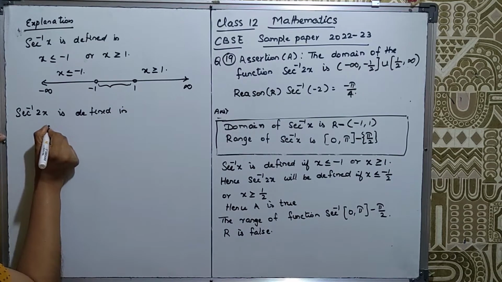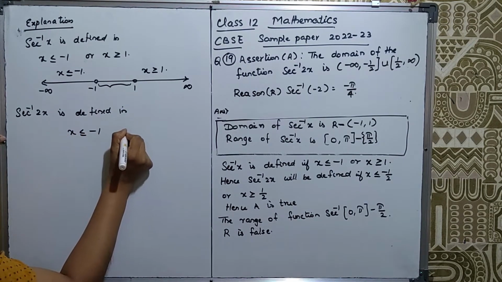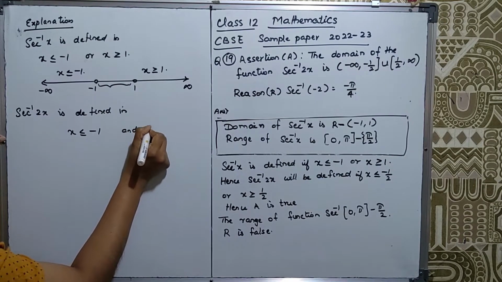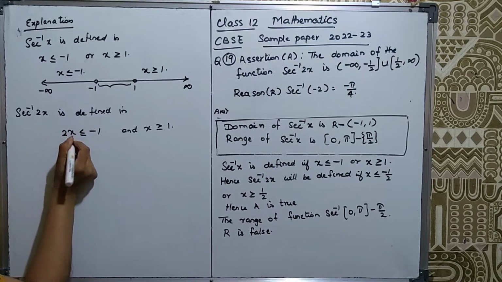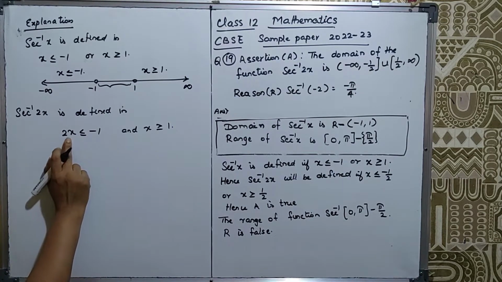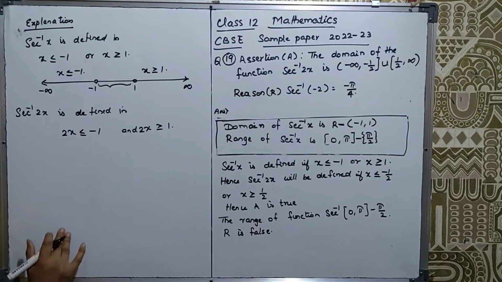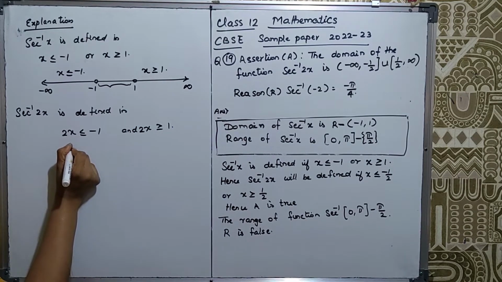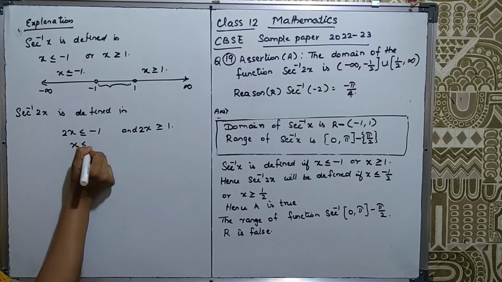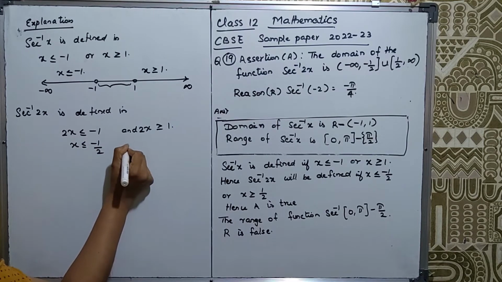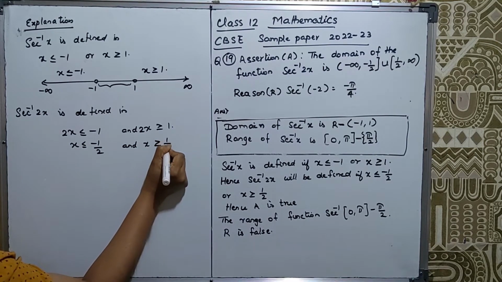in 2x less than or equal to minus 1 and 2x greater than or equal to plus 1. So what will be the value of x? Because the domain is the value of x. So x is less than or equal to minus 1 by 2 and x is greater than or equal to plus 1 by 2.